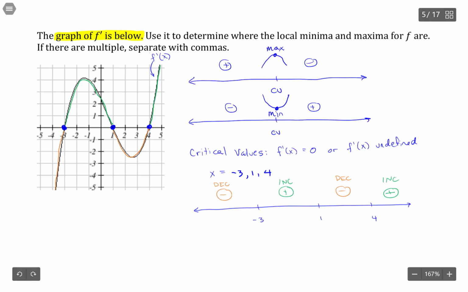Now, if we are changing from an interval that is decreasing to increasing, that's what the shape would have to look like on the original function. This point right here, which is the critical value, has to be a minimum. Now, if I go from increasing to decreasing, this critical value that we cross has to be a maximum. And then we go from decreasing to increasing. As long as we're on a continuous curve, then this has to be a minimum. So the local minima are -3 and 4, and the maxima is 1.